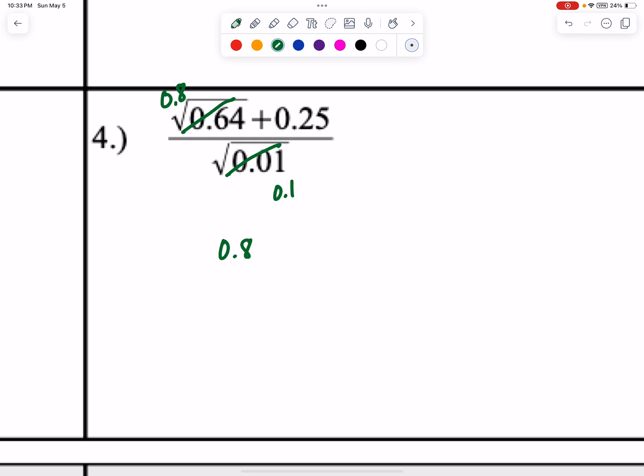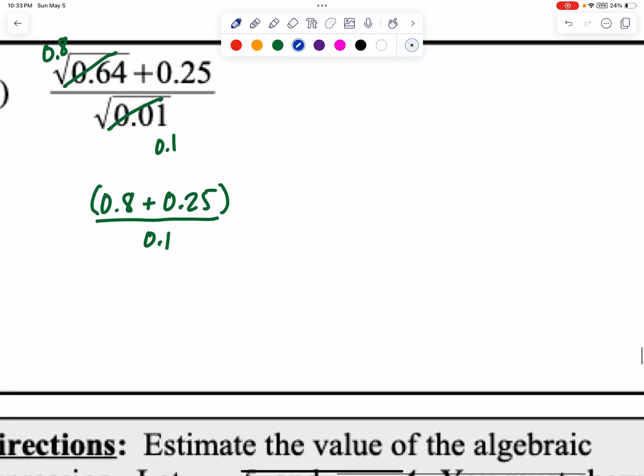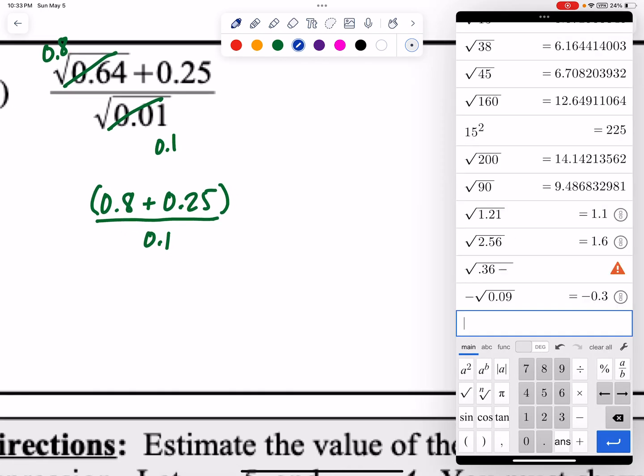Okay, I am going to do a rewrite just to organize things a little bit. So we have 0.8 plus 0.25 over 0.1. Okay, now remember, in a numerator, those are sort of in invisible parentheses. We don't want to forget that. You can use a calculator for this if you want. Doesn't really matter. You do need to be able to show the work.